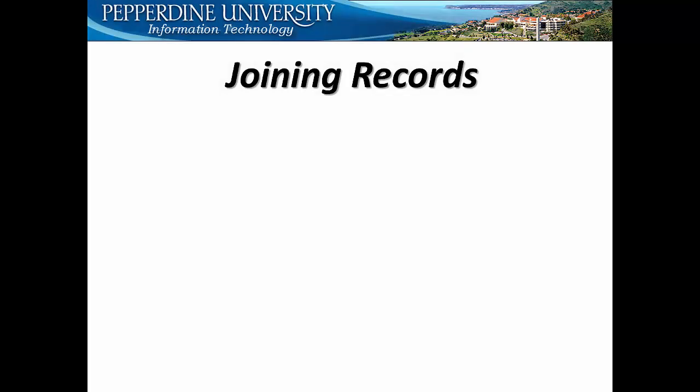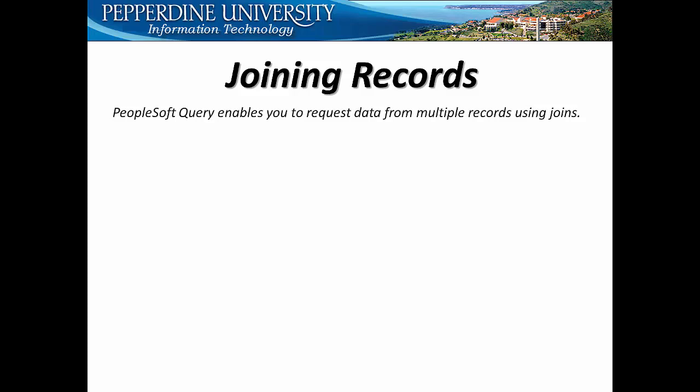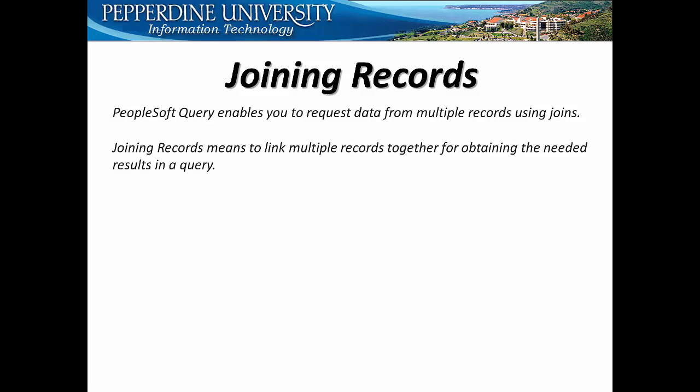It should be obvious by now that there will be times when you need to see resultant data from multiple tables in one query. PeopleSoft Query enables you to request data from multiple records using joins. Joining records means to link multiple records together for obtaining the needed results in a query. Joining two or more tables together requires adding criteria to match the data that exist in key fields common to both tables. Thus, tables are joined on their common or key fields.